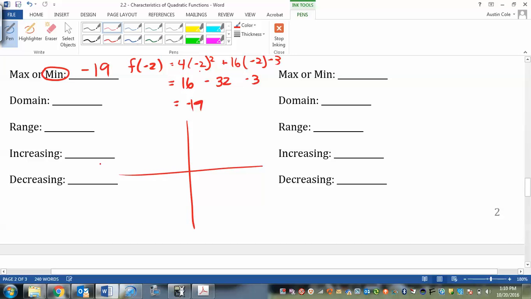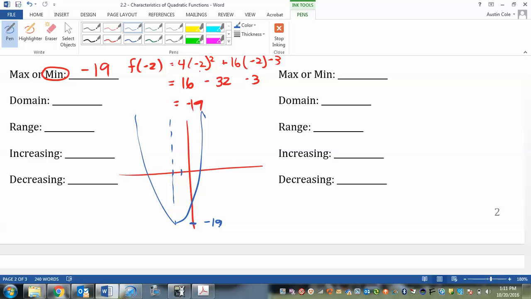So let me just sketch a quick graph for you to understand. My axis of symmetry is at negative 2 right here. The graph is going to look like this. It's going to open up, and down here is at negative 19. Okay? So the domain, what is domain again? The x value. Great, Cole. I want to know, what x values is the graph taking up?